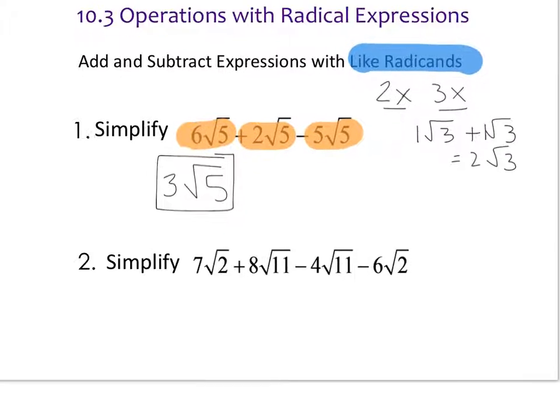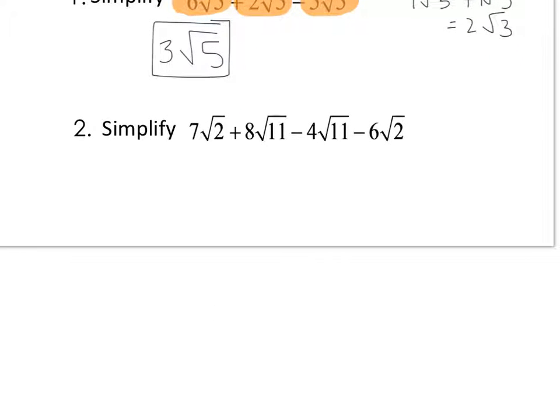Let's look at number 2. Number 2 is a little bit different in that I don't have all the same terms being like radicands. I see 7 square roots of 2 matches up with a negative 6 square roots of 2. And I see, change colors here, I see 8 square roots of 11 and negative 4 square roots of 11 that are together.